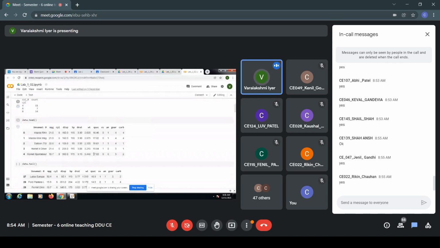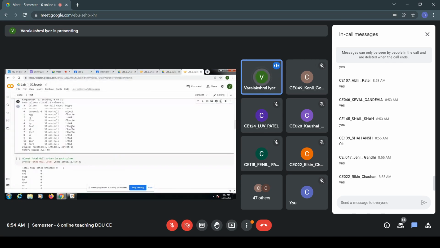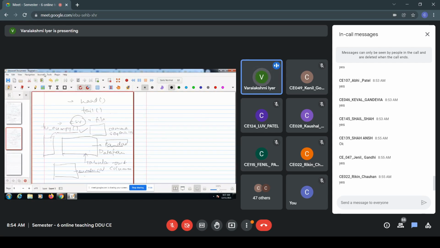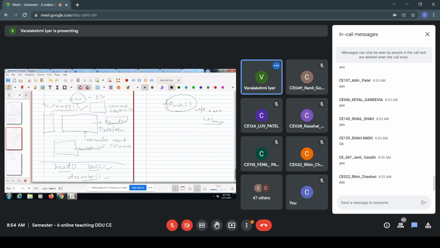Then I have data.info, through which you can get information about your data. What kind of data do you have? Is it float? What is the data type? Does it have null values or not? As I discussed, we will be performing pre-processing in the upcoming lab. So in pre-processing, we need to know whether the data contains any null values or not. So isnull is a function. Similarly, fillna is a function through which you can fill the null values, whatever null values you have.